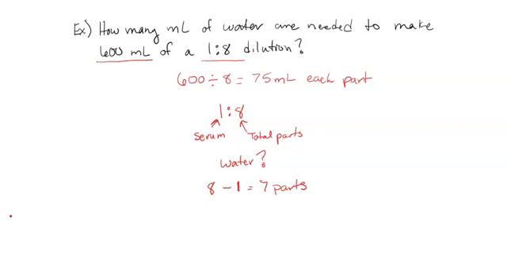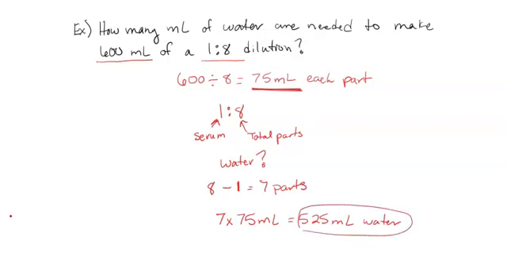So in order to find the milliliters of water, we're going to take the 7 and multiply it by 75. 75 milliliters represents how much is in each individual part. So 7 times 75 is 525 milliliters. So that tells us we have 525 milliliters of water total in the solution. So in the 1 to 8 dilution, we have 75 milliliters of serum and 525 milliliters of water.